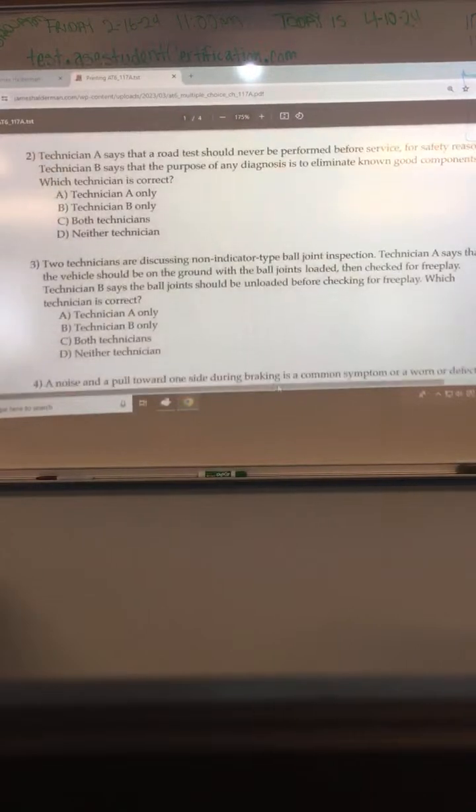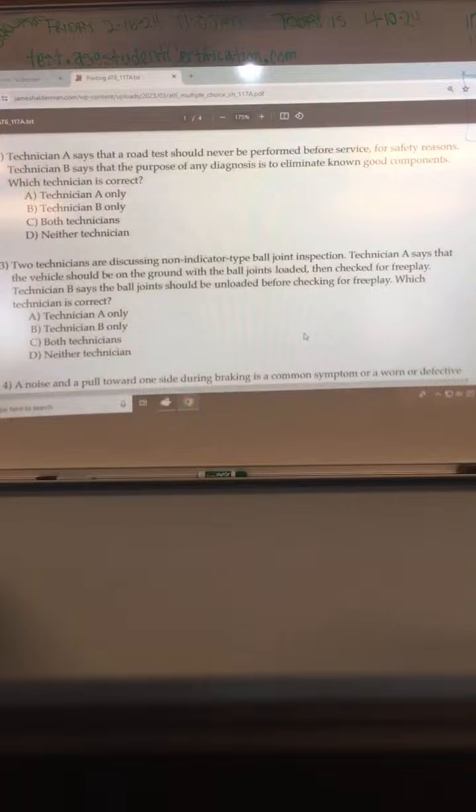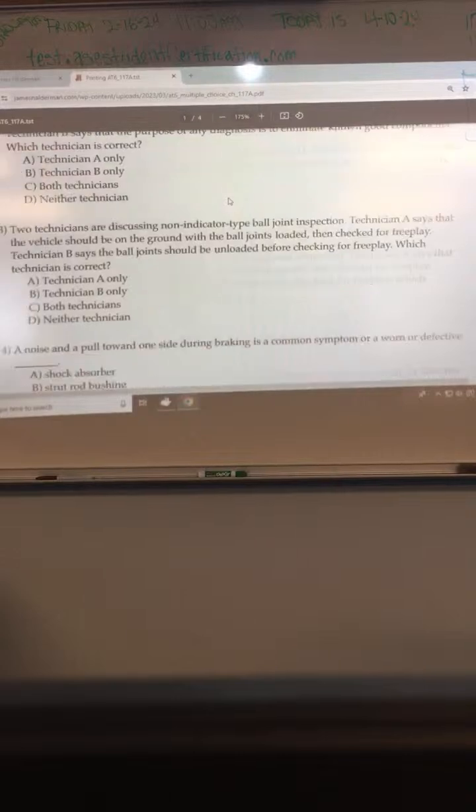Technician A says that a road test should never be performed before service for safety reasons. Technician B says that the purpose of any diagnosis is to eliminate known good components. Neither. Technician B. B, yeah. Never performed before service, that's not right. Sometimes it's absolutely necessary to drive it before you work on it.